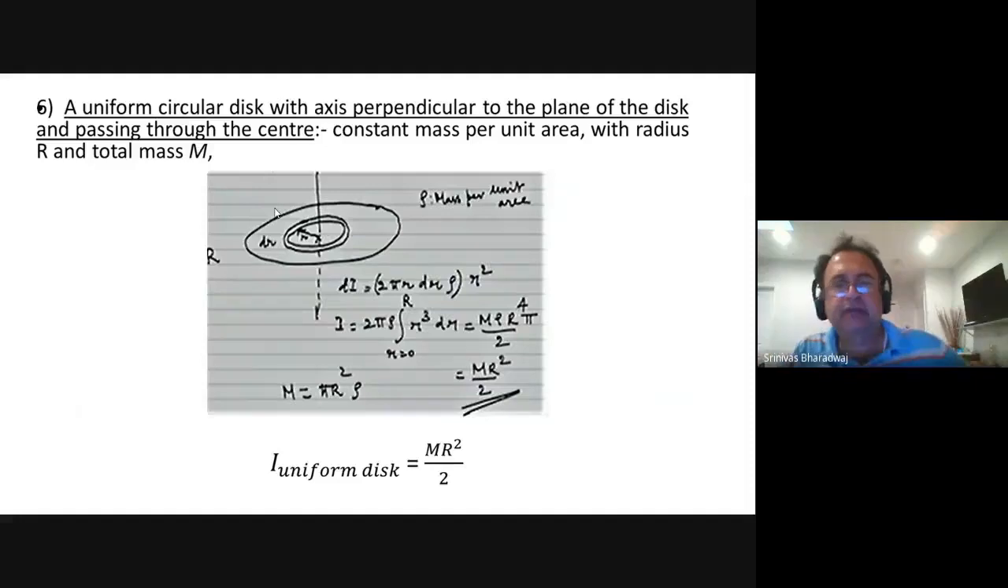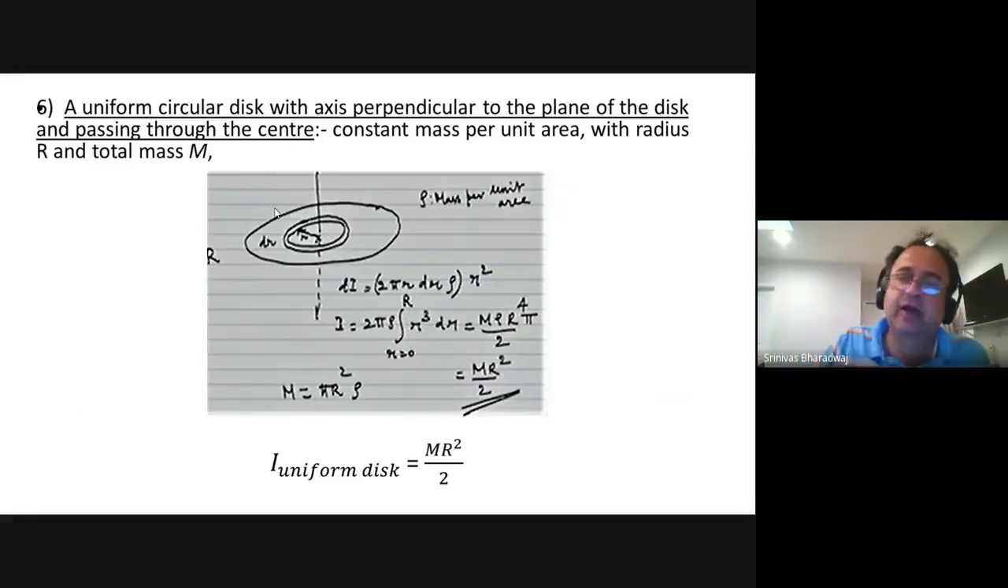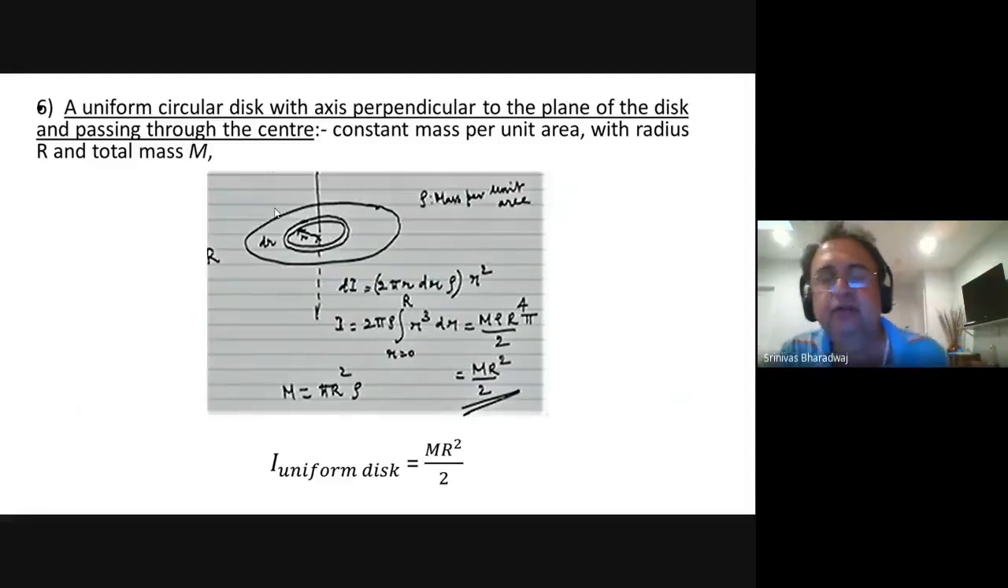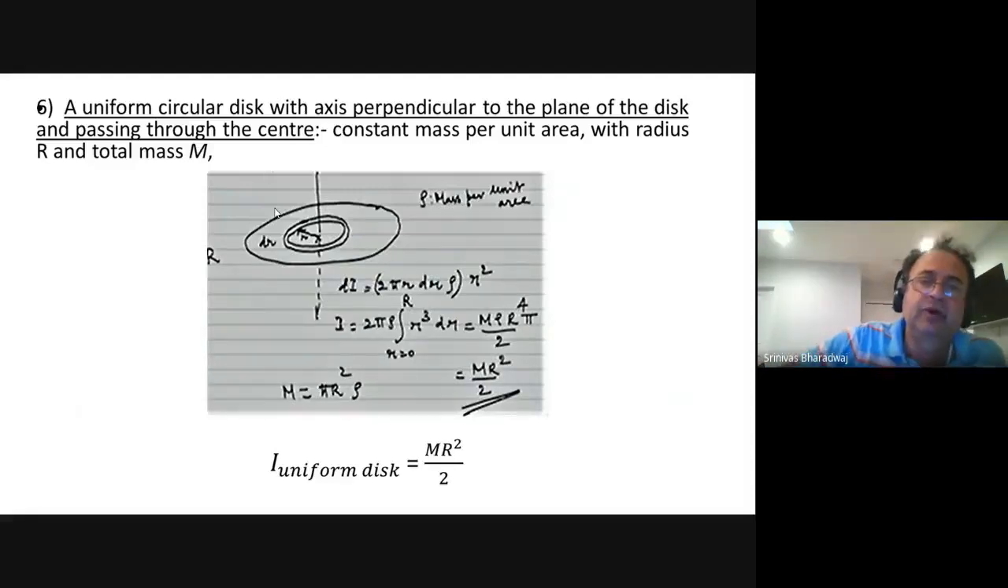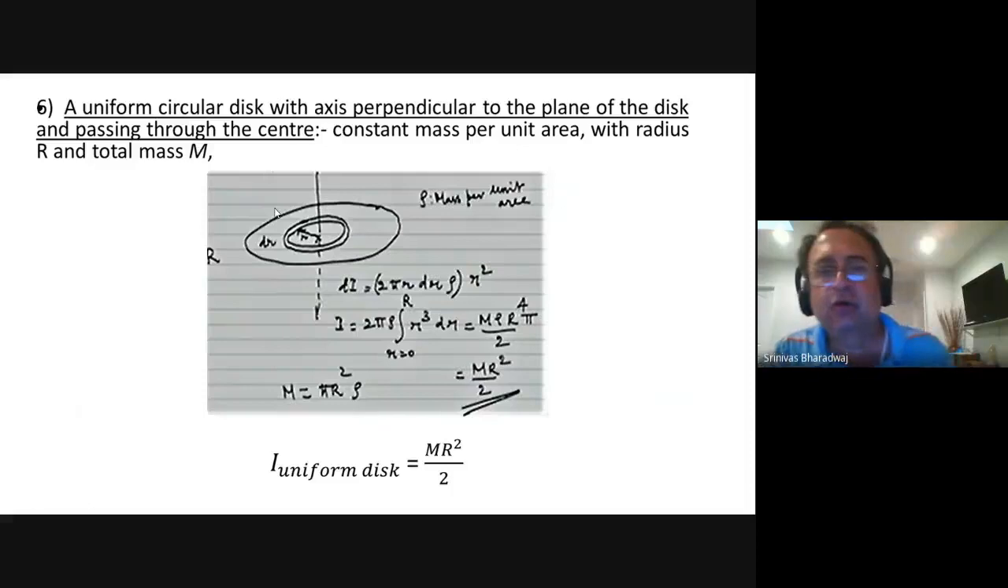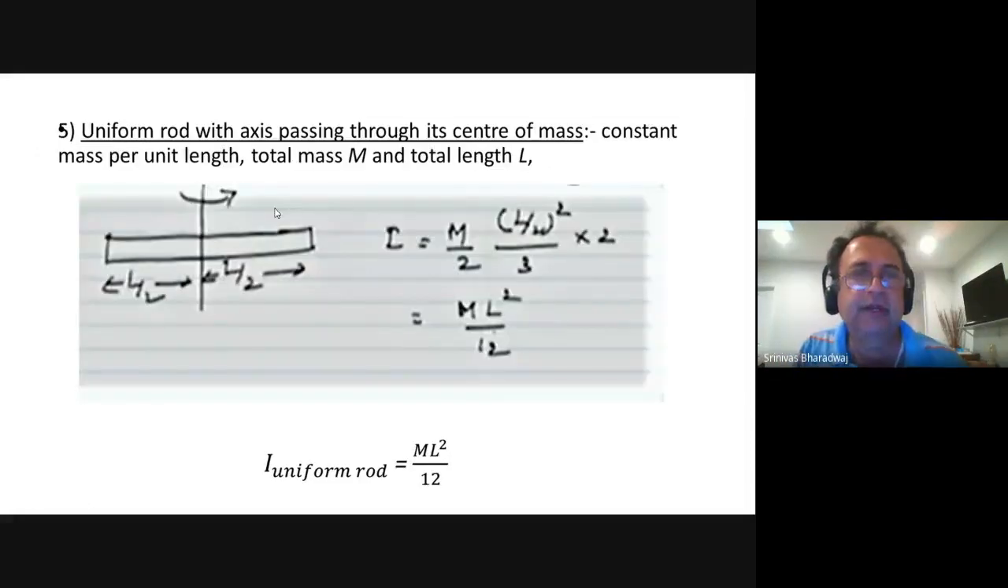But there is an extra 2 here, therefore that 2 and the 4 will cancel and you will have just a half in the denominator. And you know pi r square is the area, and area times rho gives you the total mass. So that is how you do the uniform disk.